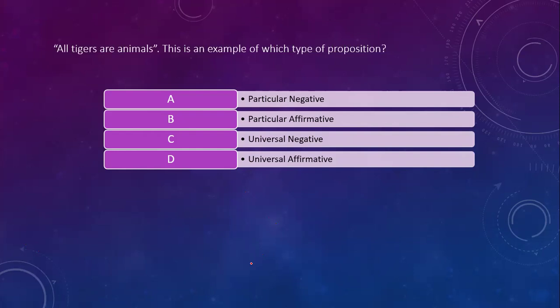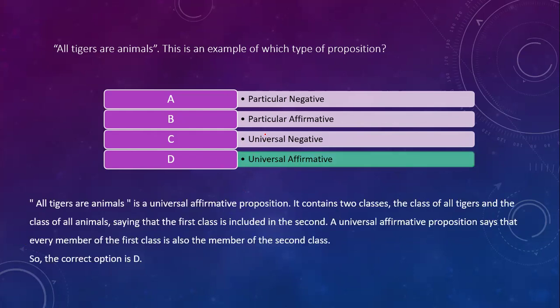Next one: all tigers are animals. This is an example of which type of proposition? Can anyone answer this question? Universal affirmative. Yes, universal affirmative is the correct answer. It contains two classes, the class of all tigers and the class of all animals, saying that the first class is included in the second. So it is distributed. It also says that every member of the first class is also a member of the second class.